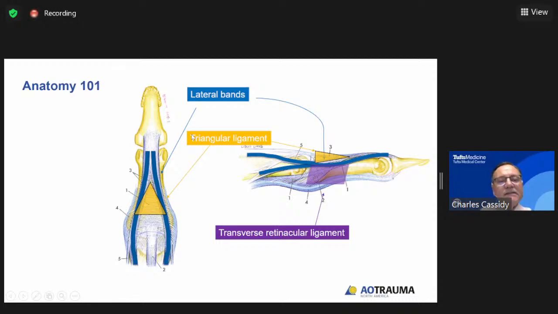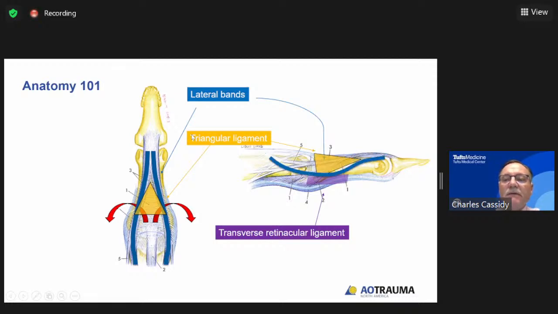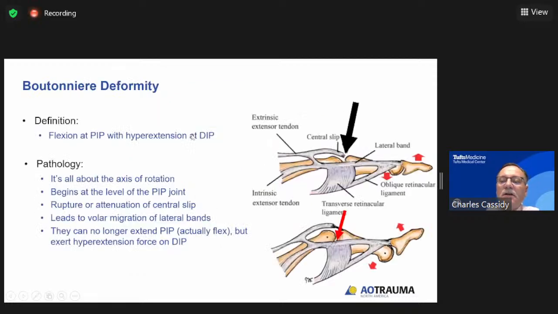Here we have the lateral bands depicted in blue, and they're stabilized dorsally by the triangular ligament just distal to the PIP joint, and on the sides, the transverse retinacular ligament depicted in purple. And with Boutonniere deformity, the lateral bands translate volarly and end up volar to the axis of rotation and contribute to the deformity. So the deformity may start, for example, with a central slip injury, but then over time, the lateral bands migrate volarly and get stuck in that position.